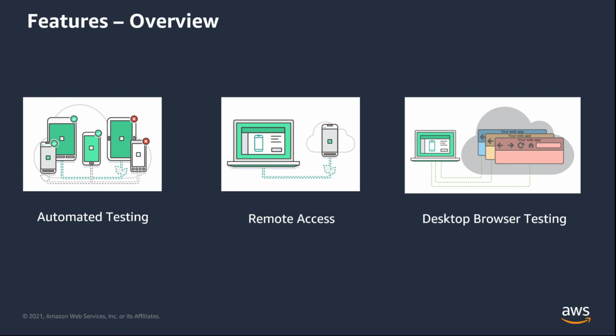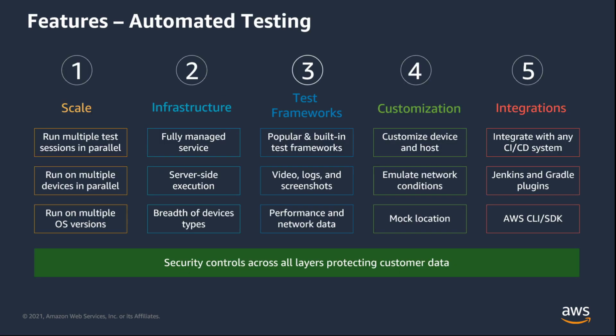Automated testing on mobile devices enables you to run your tests on hundreds of physical devices in parallel. Remote access on mobile devices gives you the ability to do manual testing for native, hybrid, and web apps. Desktop browser testing enables you to test your web applications against different desktop versions of Chrome, Firefox, and other browsers that are hosted in the AWS cloud.